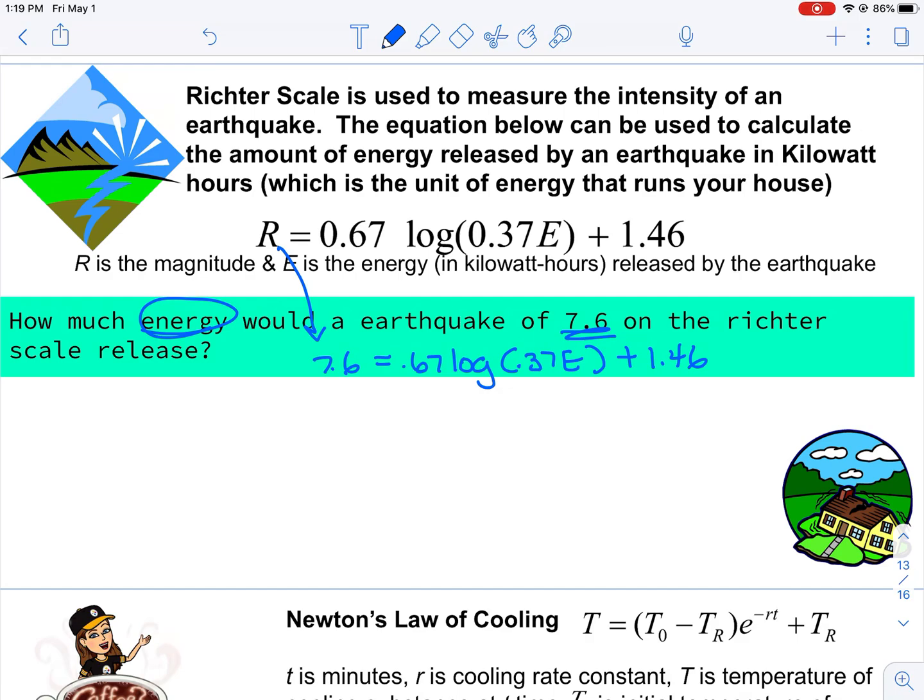You can do a couple of different ways to solve this, because you could apply the properties that we've learned. I'm just going to go with getting the log by itself. So I'm going to move over that 1.46. Got to start there, trying to get my log portion isolated. And then I'm going to divide by that 0.67.